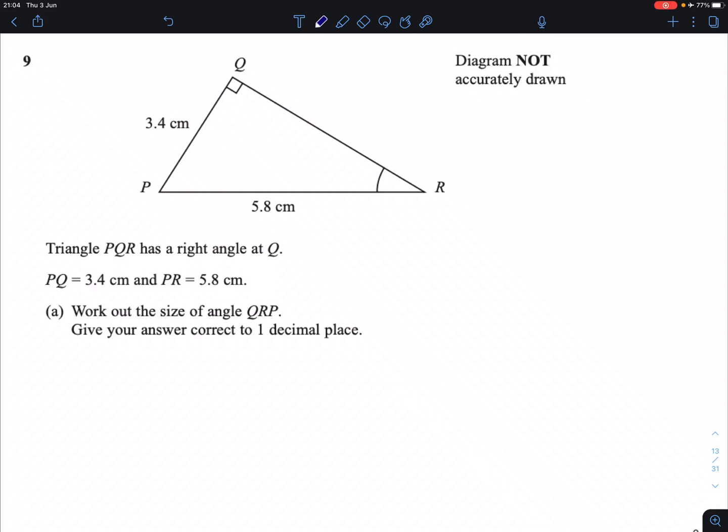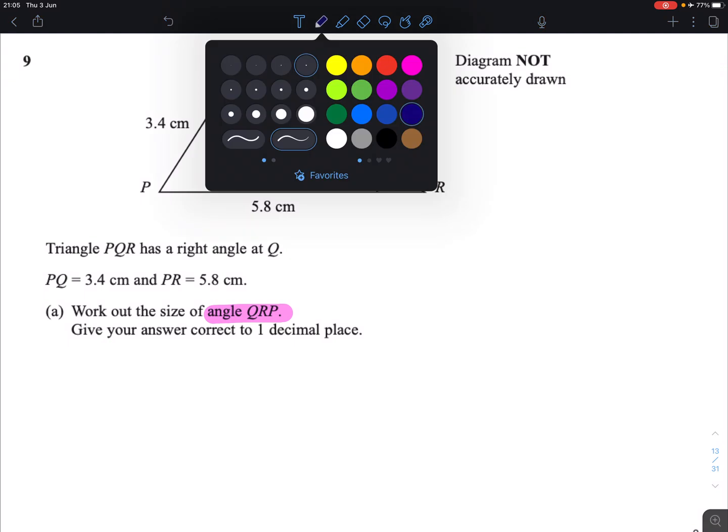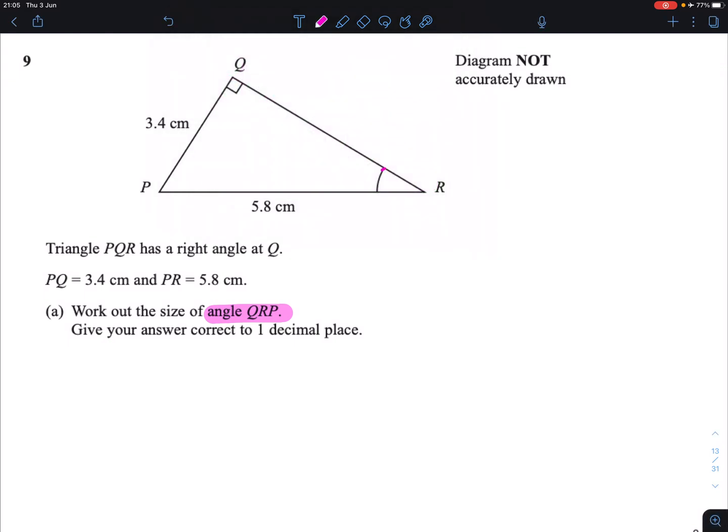Question 9. We have a right angle triangle, two sides given, 3.4 and 5.8. We're being asked to work out the size of angle QRP. So Q to R to P is this angle highlighted here, which I'm just going to call X. Two sides and an angle involved in a right angle triangle, where one of them we're trying to find out. That's going to be your trigonometric ratios, your SOHCAHTOA.